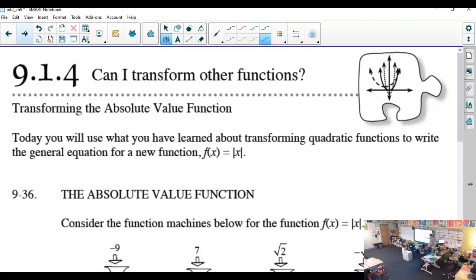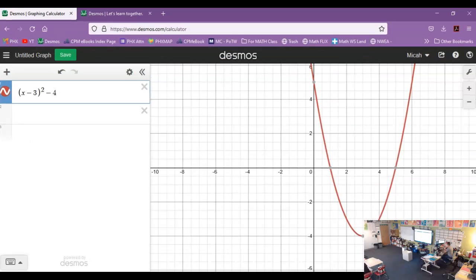In Desmos, throw in absolute value of x, which Desmos is sweet. You can just type ABS and open a parentheses, or you can just use the vertical bar. You guys are better at keyboards than kids ever used to be. Yeah, it's right on top of your enter. Yeah, above enter, there's the vertical bar. There's a vertical bar on a keyboard.